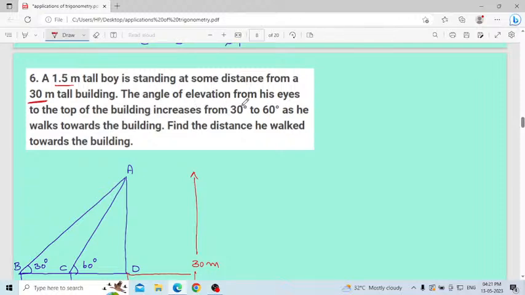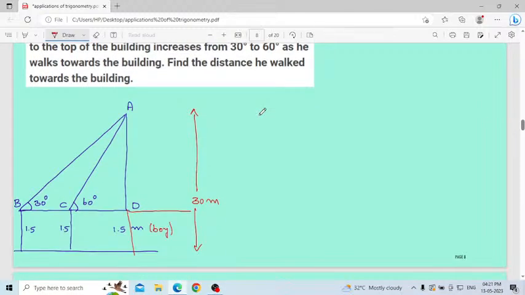The angle of elevation from his eyes to the top of the building increases from 30 degrees to 60 degrees. At this point B, when he is standing here, the angle of elevation will be 30 degrees. When the boy moves towards the building, the angle of elevation increases from 30 to 60 degrees. Has he walked towards the building? Yes, he is walking towards the building. This is the building, correct? This is the boy, in the initial position. After walking, he will come to point C. Find the distance he walked towards the building.